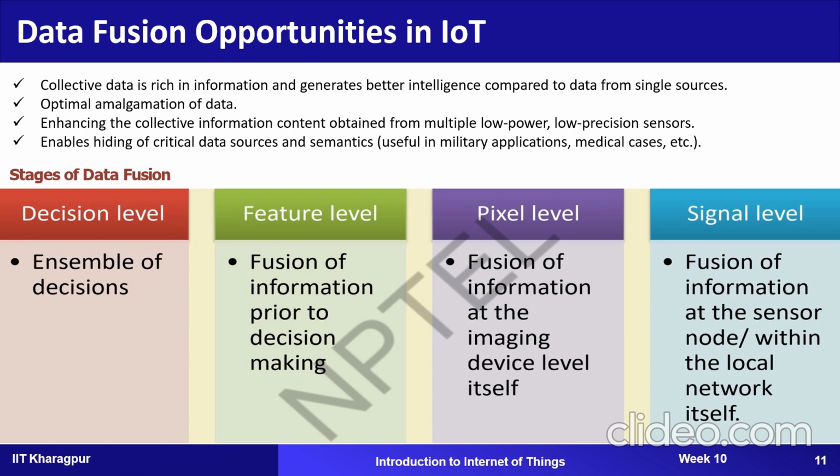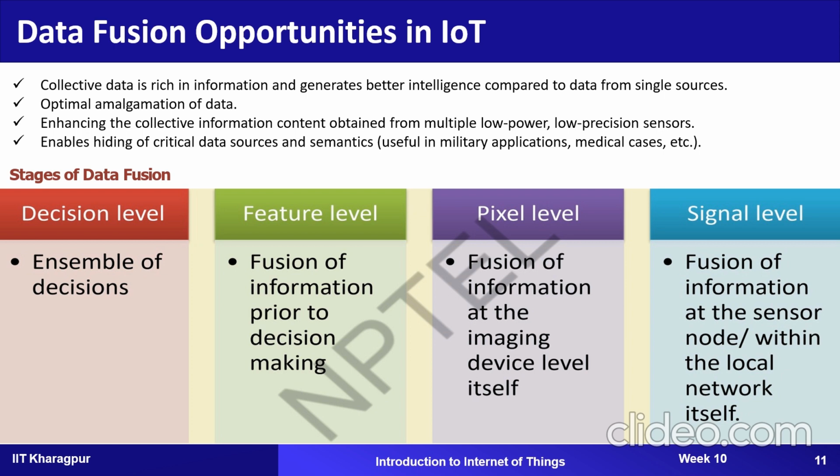Then the next opportunity may be enhancing the collective information content obtained from multiple low power and low precision sensors. So basically you are using low power and low precision sensors. The aim of the problem is to generate more efficient information or more efficient decisions from these kinds of sensors. The next is that it enables hiding of critical data sources and semantics. So this is also one of the opportunities.